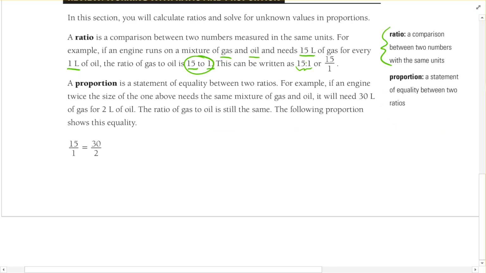Okay, next, proportion. When we talk about proportion, we are talking about a statement of equality between two ratios. And what we mean by that is, if you think about this example, it says, if an engine twice the size of the one above needs the same mixture of gas and oil, it will need 30 liters, not 15 like before, right? 30 liters of gas for every 2 liters of oil. So we can make these two ratios equivalent, and by saying they're equivalent, we're just putting an equal sign in the middle. So that's what a proportion is.